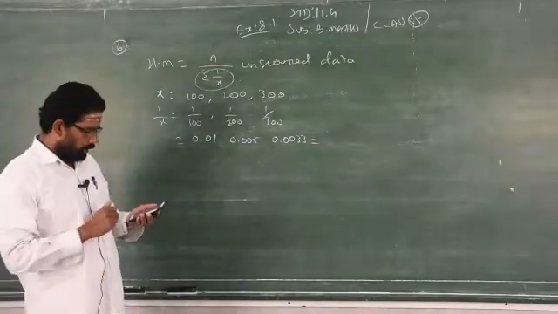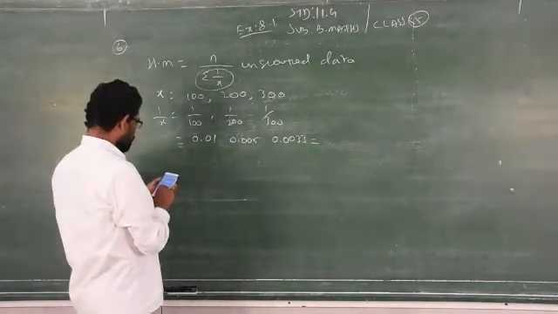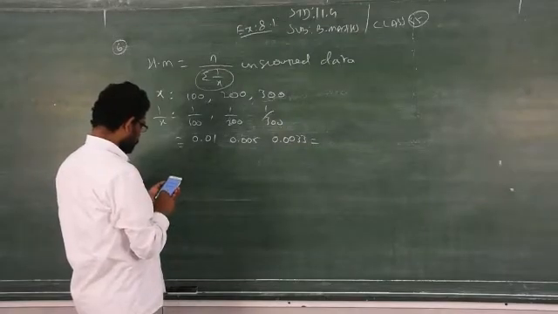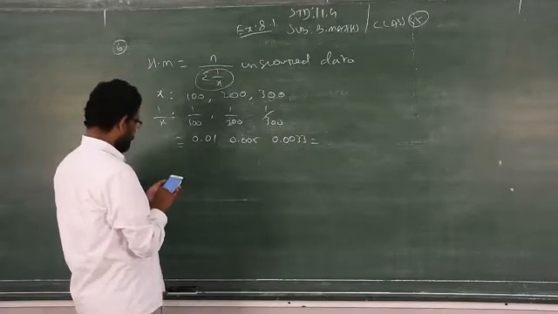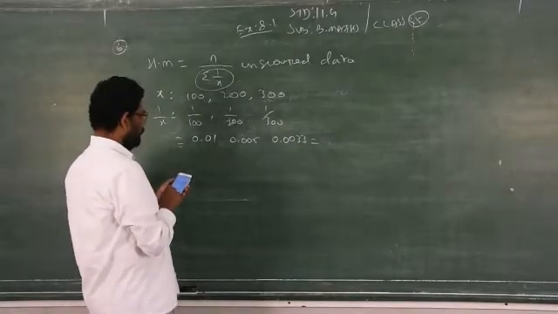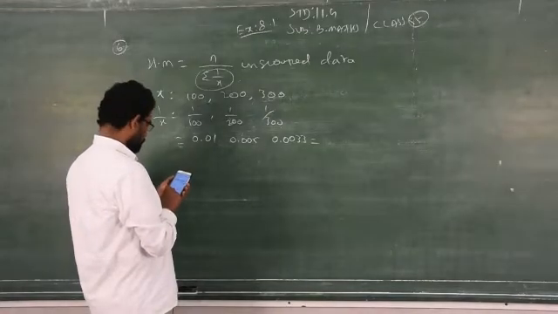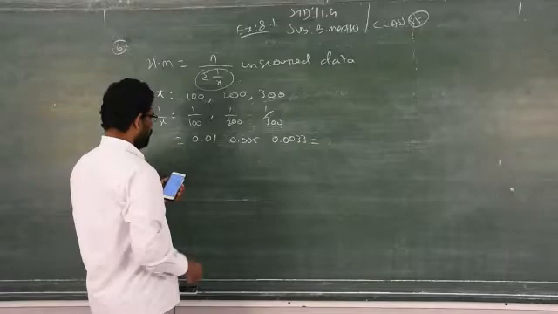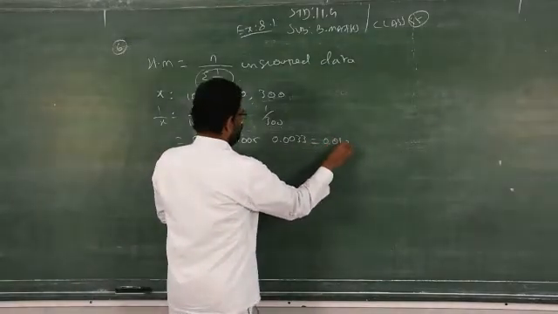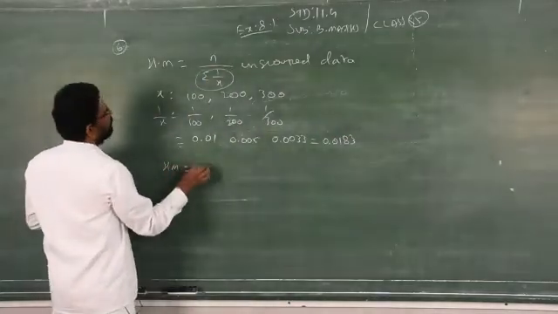Clear? So what will be the answer? This 0.01 plus 0.01 plus 0.005 plus 0.0033. So you will get the total as 0.0183. Just substitute in this formula, HM is equal to n.